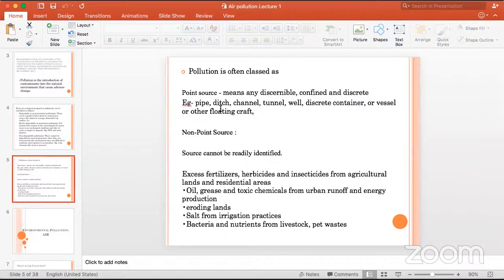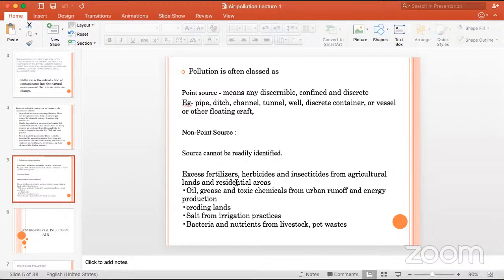Point source, what does that mean? It means that it is confined. You can go and identify that source. Whereas in a non-point source, it cannot be readily identified. For example, if there is some erosion or if there is salt from irrigation practices, you cannot go and say, okay, from this farm this fertilizer runoff has come. Or you cannot say from this factory or from this livestock or pet waste, this waste is being added to the river. Therefore, it is not discernible. You cannot pinpoint and say, okay, you are responsible for this.